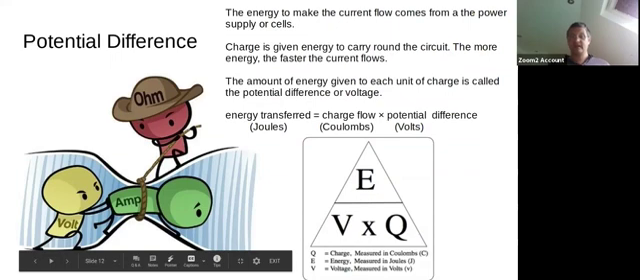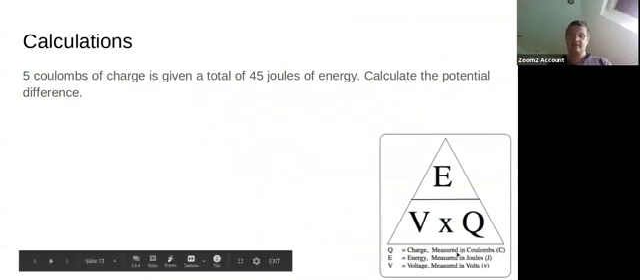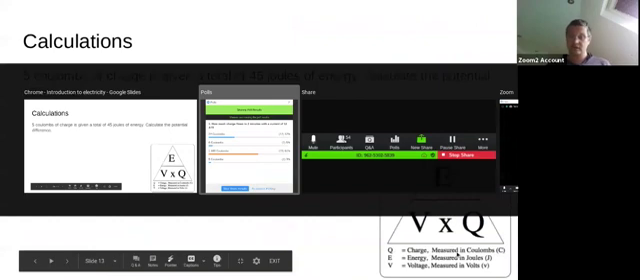So again, here's that same idea. I've got another calculation I want you to do. 5 coulombs of charge is given a total of 45 joules of energy. Calculate the potential difference. So yet another poll.